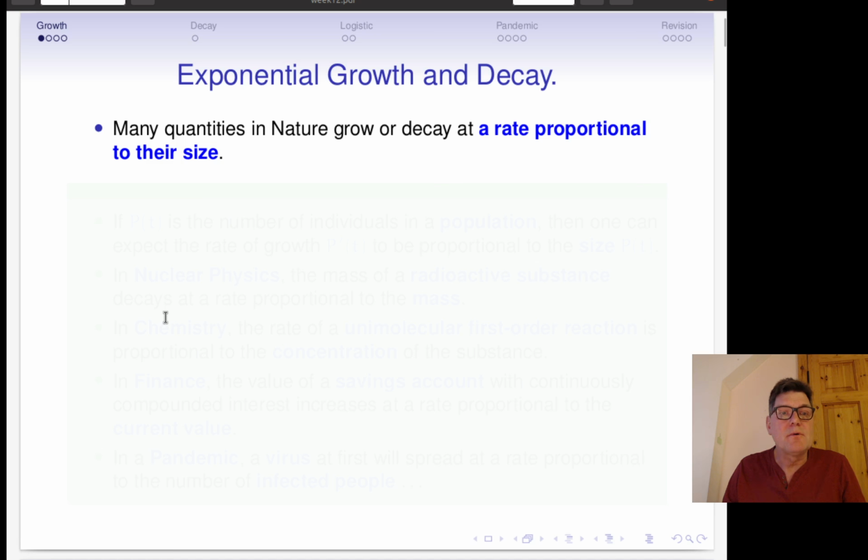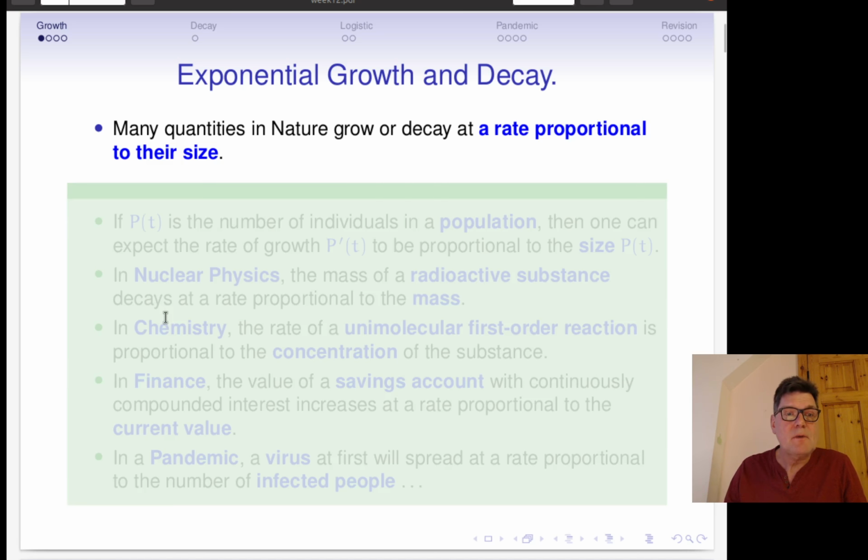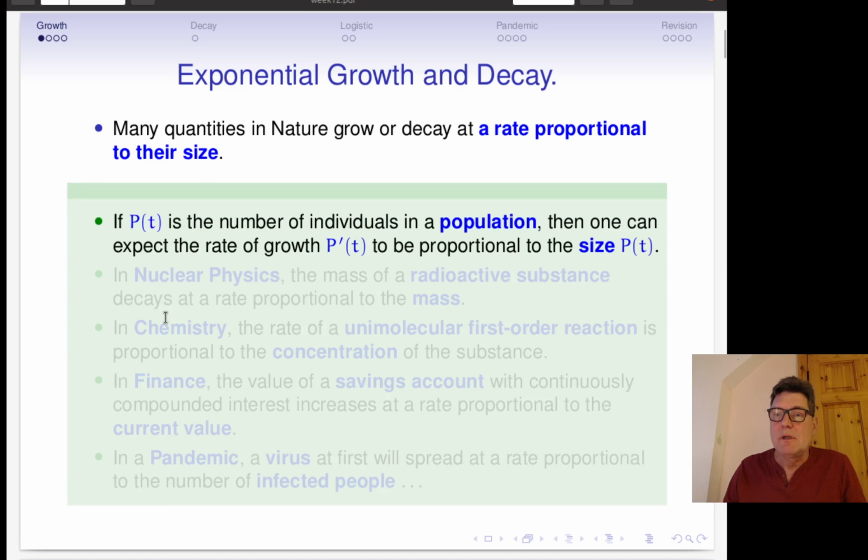Exponential growth or decay is a widespread phenomenon. Many quantities in nature grow or decay at a rate that is proportional to their size. For example, if a function p of time t describes the number of individuals in a population, then one can expect that the rate of growth, which is the derivative p prime of t, is proportional to the current size p of t.